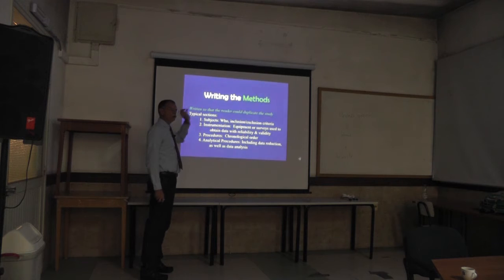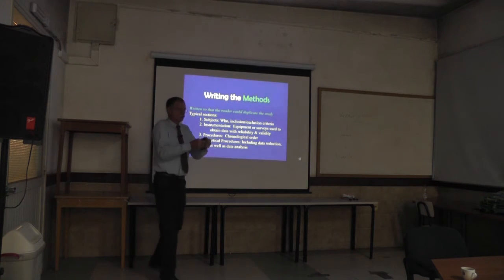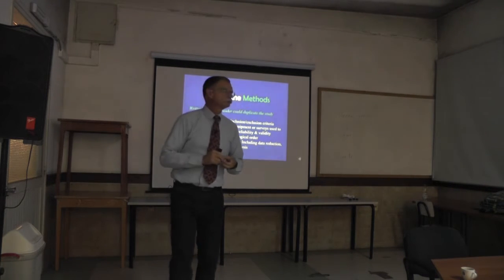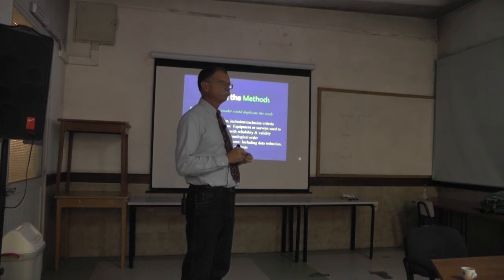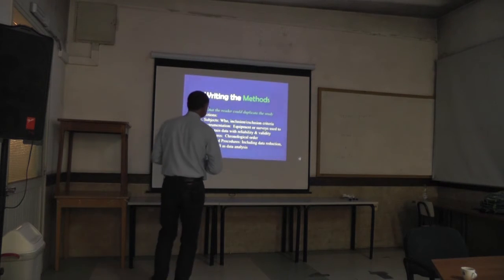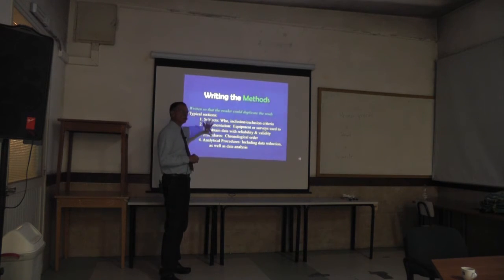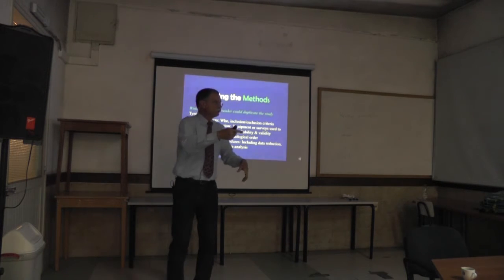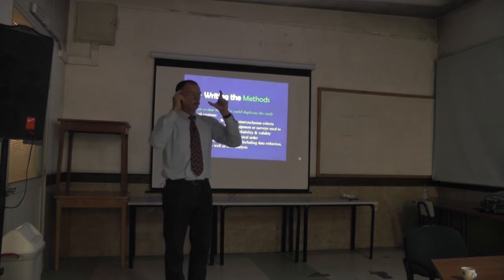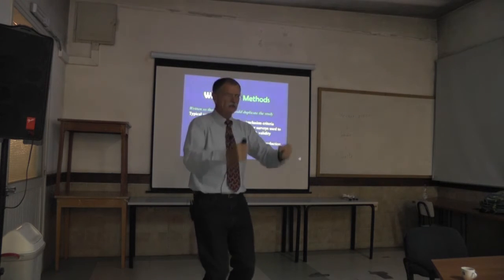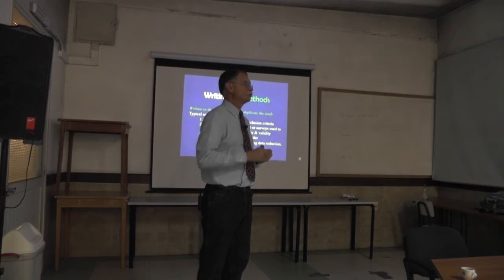An important thing to think about when you write your methods, are you providing enough information that if someone were reading this, they could go do your study, they could duplicate it? And that's the critical thing when you think about, should I tell them about this or should I not tell them about this? Think about your study, and if someone were going to try to do your exact one, do they need to know that information? If they do, then it has to be in.